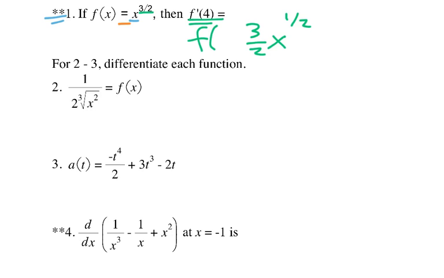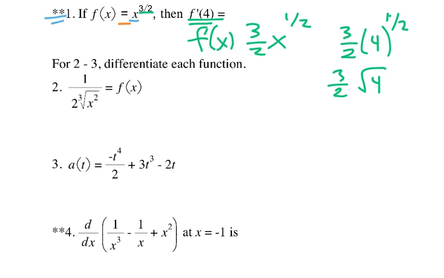So this is f prime of x. Let's find f prime of 4, so I'm going to plug 4 into this. 3/2 times 4 to the 1/2 power, well, that's just the square root of 4, so this is the same as saying 3/2 square root of 4. Square root of 4 is 2, so we've got 3/2 times 2, which is just 3. So the answer here is 3.